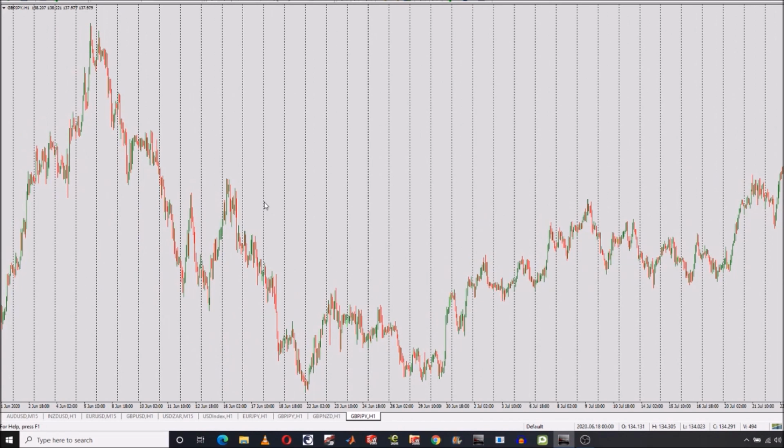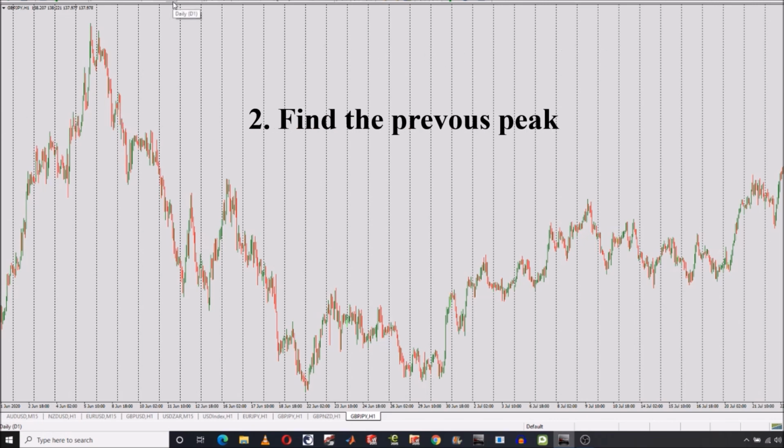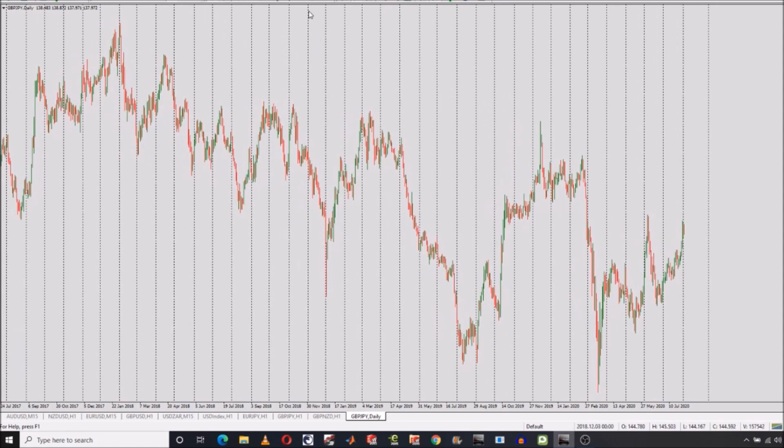So as I said earlier on, the first thing is to go on the higher time frame. That is where you will see the previous peak, and from that previous peak, that is where you will draw your levels. So I usually love to start at the daily time frame, which is this one.